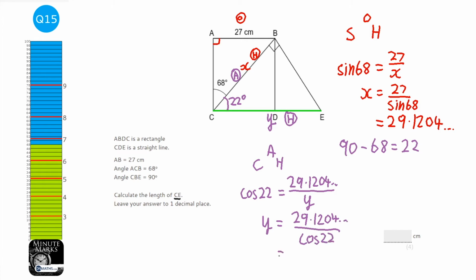Now I kept that in my calculator, so I can just press divided by cos 22. Press equals, and it's 31.4074 blah blah blah. And it says it wants the answer to one decimal place, so it's going to be 31.4.